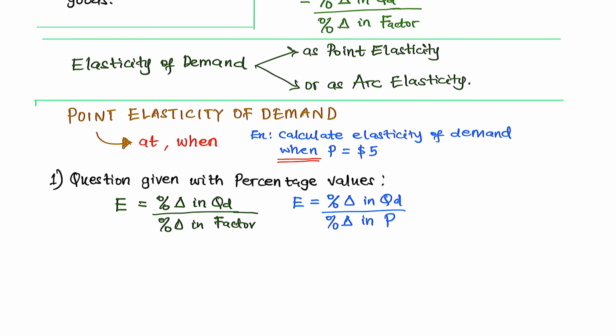Or if the factor in the question is income, we simply replace the word factor with income. So elasticity equals percentage change in quantity demanded divided by percentage change in income. As simple as that. So when the question is given to us in percentage values, we use this formula.